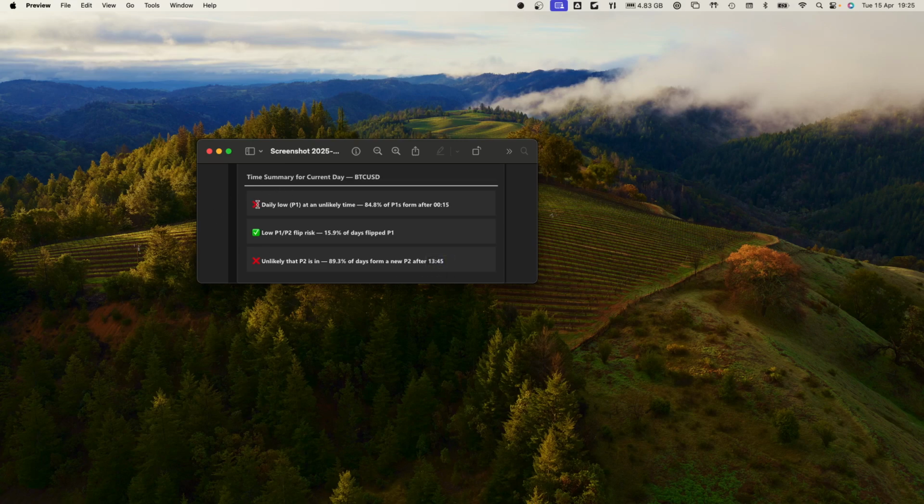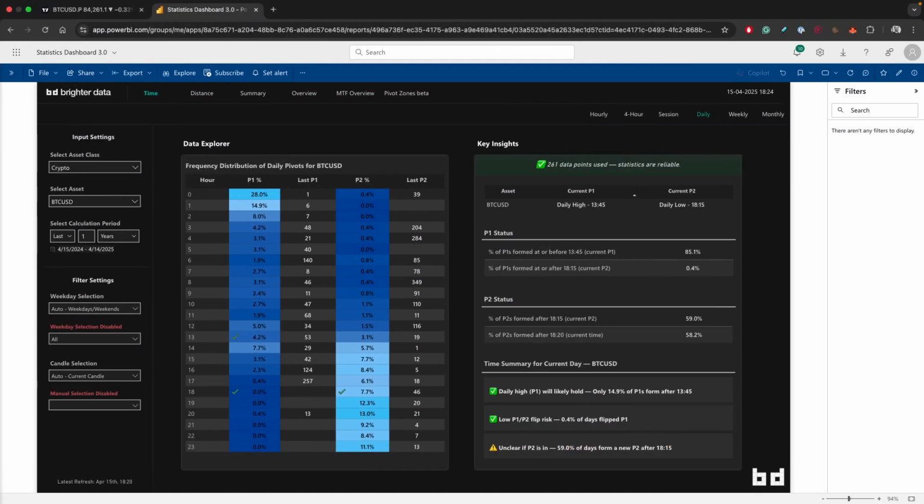So if we summarize this one, we had the daily low at a very unlikely time, right? We had a low P1, P2 flip risk, but we take into account that if it was ever going to happen, this would be a good time to do it. And we also know that it was unlikely to put P2 in because 89.3% of days form a new P2 after 1:45. So if you take these two together, you would say, okay, this is an unlikely P1. It's also unlikely P2 is in. So that means that the flip risk is quite high. And what made it even more clear was the session statistics, which I luckily saved and I'm going to get into.